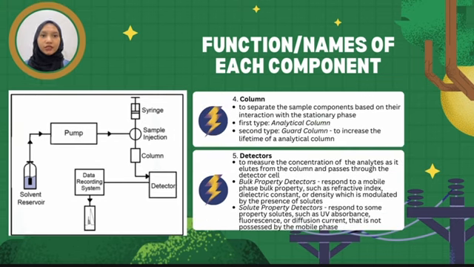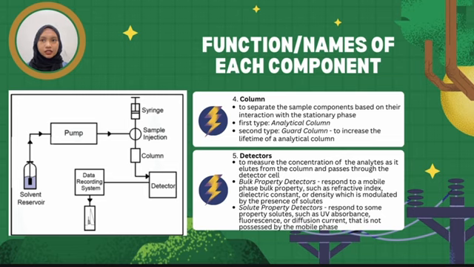Function or name of each component. Number 4. Column. To separate the sample components based on their interaction with the stationary phase. First type, analytical column. Second type, guard column, to increase the lifetime of an analytical column.